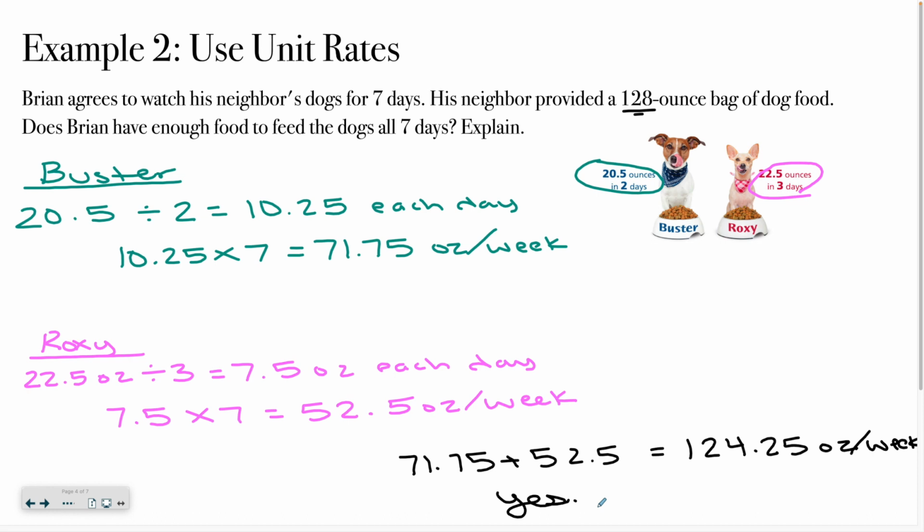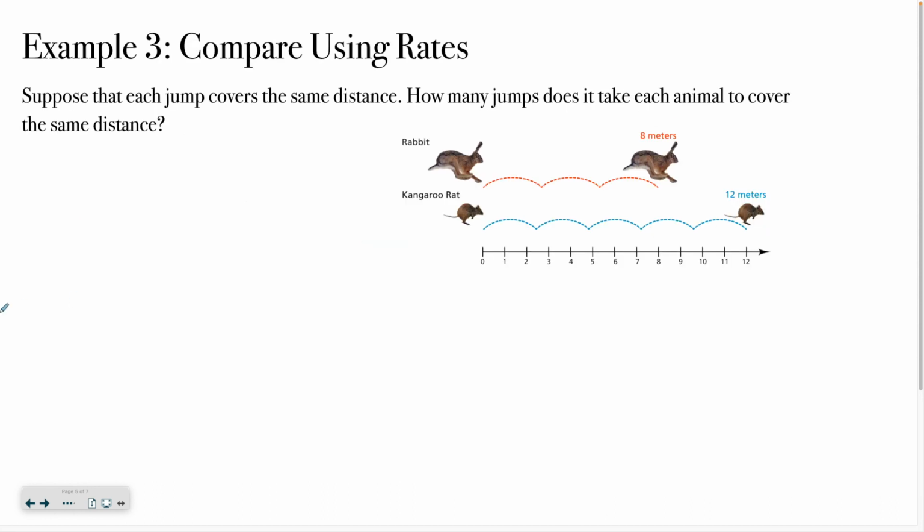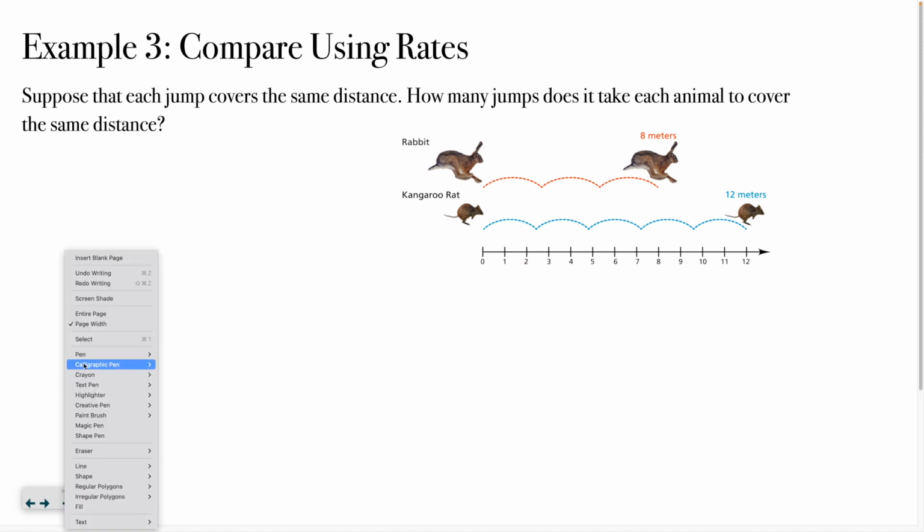So you would say yes. And honestly, for an explanation, having this work, for me, that is good enough. You have shown me that you know that you have to figure out how much Buster eats each week, Roxy eats each week, and then add them together and make sure it's less than what you were provided with. So I'm okay with that being your explanation. Plus, you guys need to just work on showing your work anyways, so it is kind of a win-win situation, right?